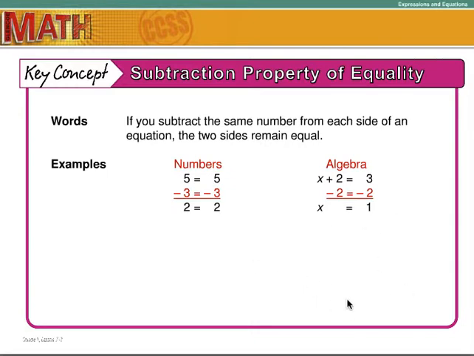Think of it kind of like a balance or scale. If you had something on one side of a balance and the other side of the balance, and you took something off, it would become unbalanced. So our goal is to keep everything in balance.